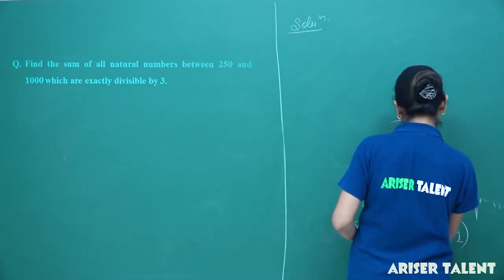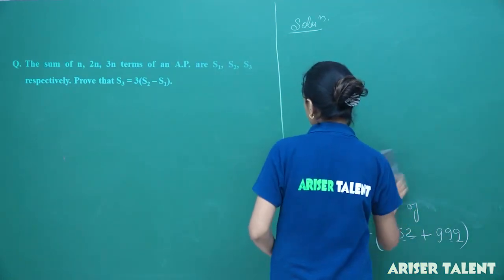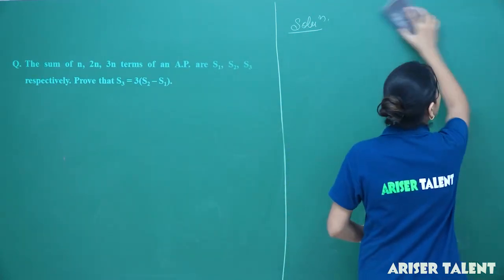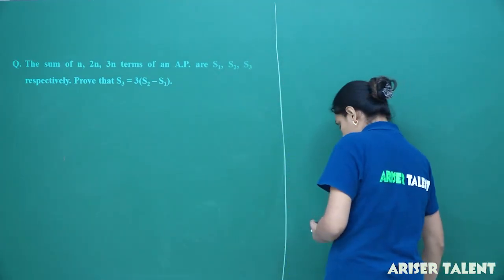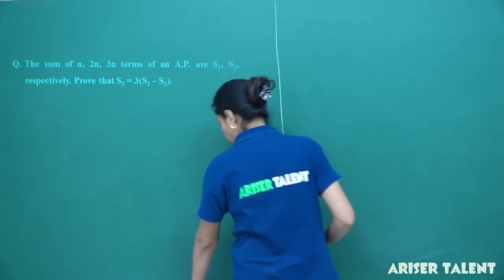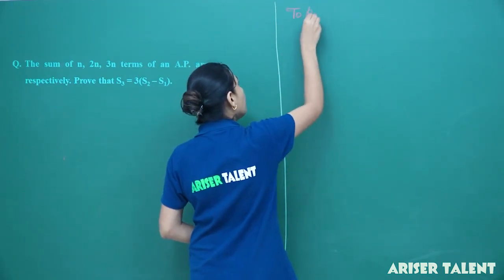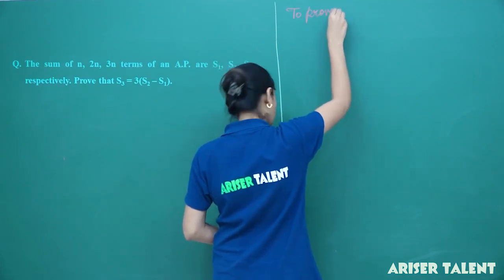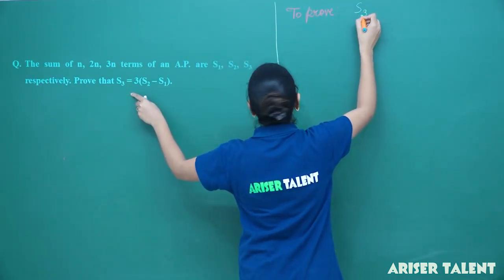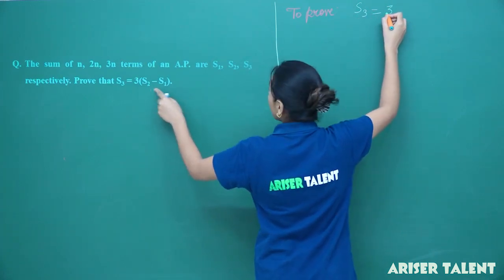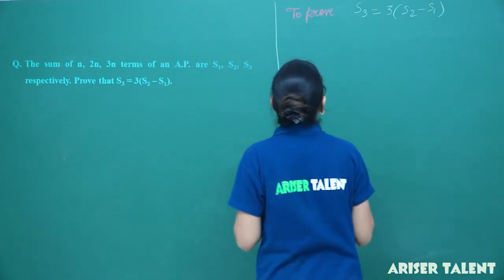Now we have our next question, which is something we have to prove. Right? So first we'll write what we have to prove. We have to prove, students, that S3 equals 3 S2 minus S1. This we have to prove.